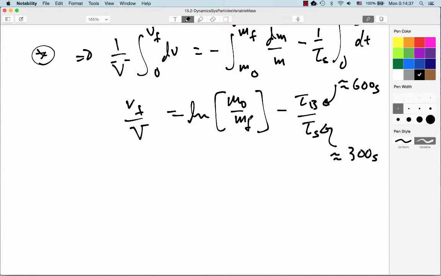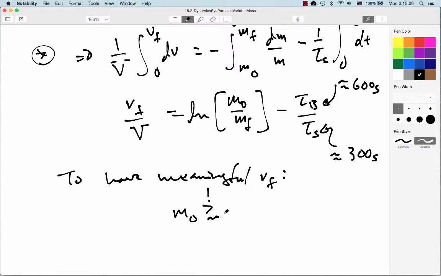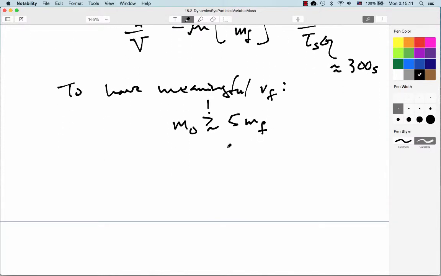So looking at that, since we're subtracting 2 here, the natural log of the mass ratio better be bigger than 2 just to have a meaningful final velocity. So to have a meaningful v final, you need m naught to be greater than or approximately 5 times the final mass of the rocket. So at least 4 times your payload of mass is going to be fuel just to even really get moving. And then the book shows that, say, to put something into low Earth orbit, like to the International Space Station, your fuel to stuff ratio is probably more on the order of 27 to 1.